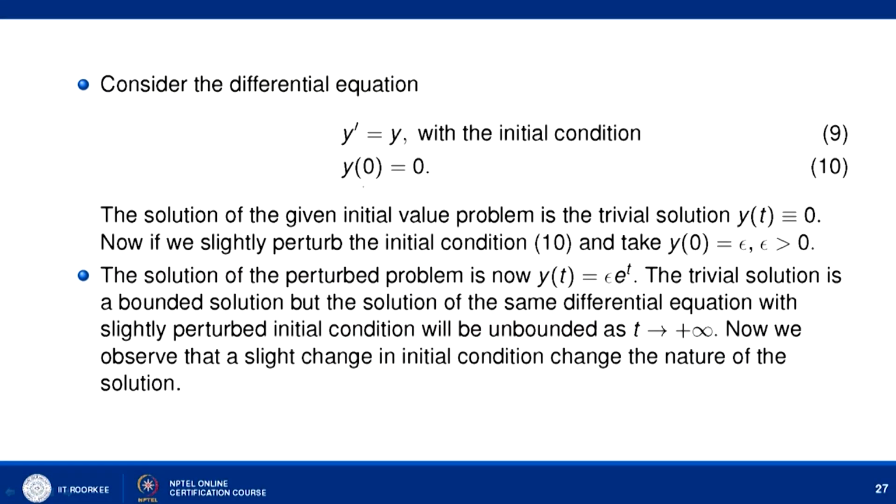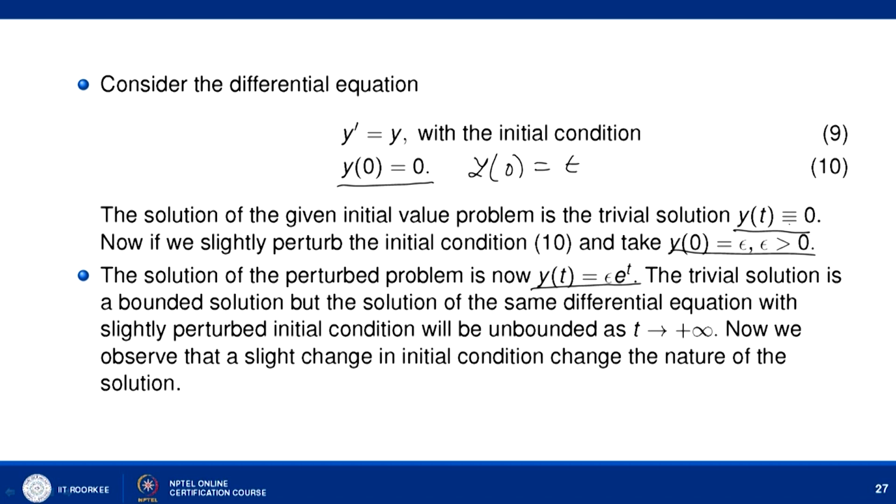So for example, we can consider the following differential equation. We have y' = y with the initial condition y(0) = 0, and we can simply find the solution, which comes out to be y(t) = 0. But if we perturb this initial condition by an epsilon, so in place of y(0) we have y(0) = epsilon, where epsilon is greater than 0, the solution of the perturbed problem is now y(t) = epsilon e^t.